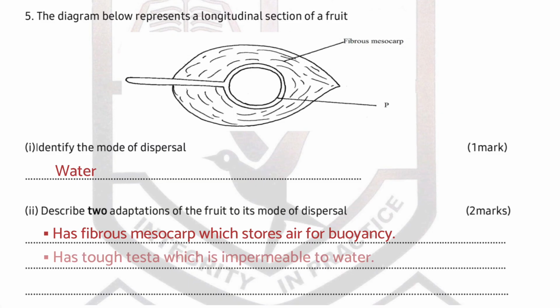Number 2 is that it also has a tough seed coat, okay? It has a tough tester, which is impermeable to water. So the tester is waterproof. So that means that it cannot take in water. Remember, if it were to absorb water, it will become heavy and it will sink. We don't want it to sink. We want it to be light and float so that it can be easily dispersed.